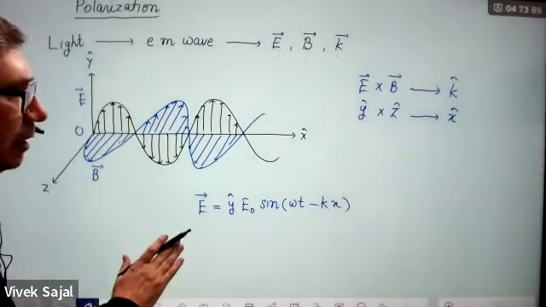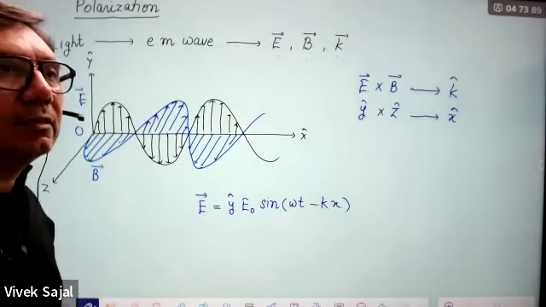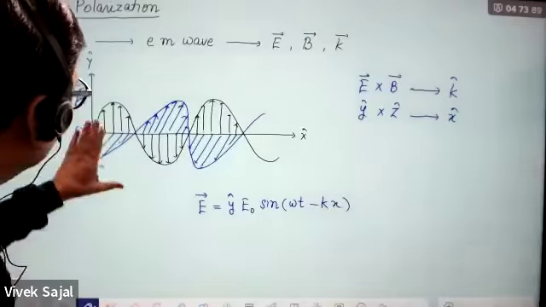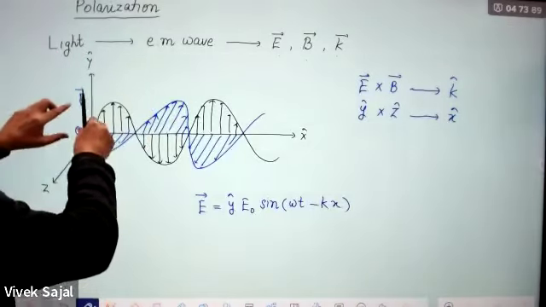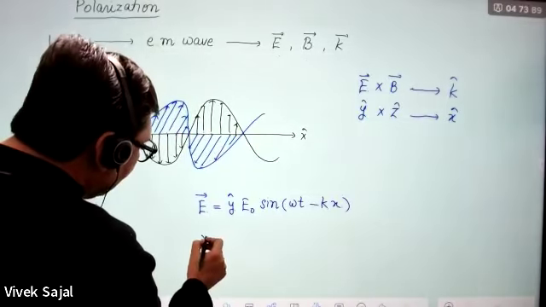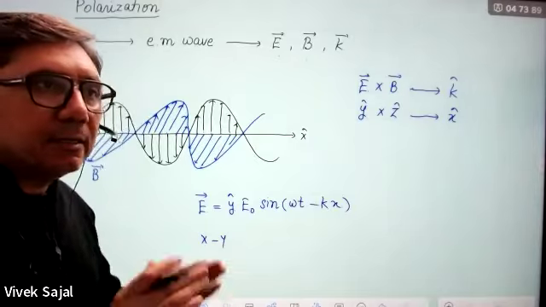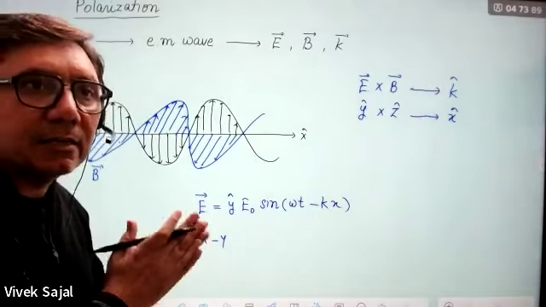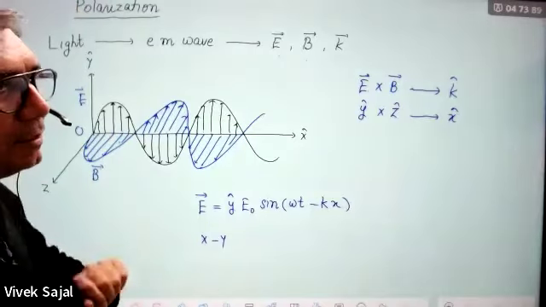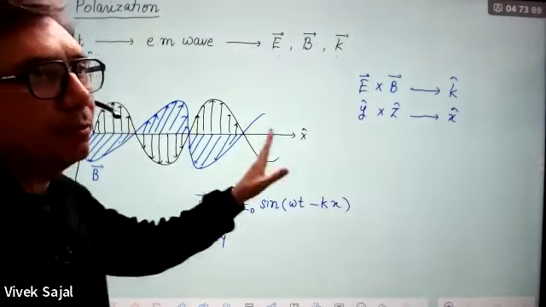So if you look here, all the electric vectors of this electromagnetic wave or light wave are confined in a plane. In which plane are they confined here? They are confined in the yx plane. So all the electric vectors are confined in the XY plane. So this type of electromagnetic wave, for which all the electric vectors are confined in a particular plane, is called plane polarized light.